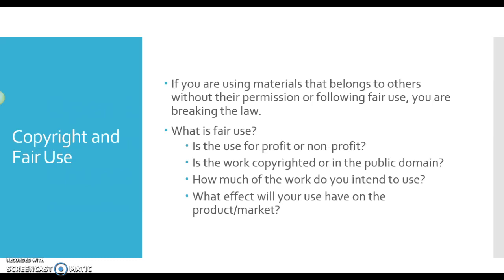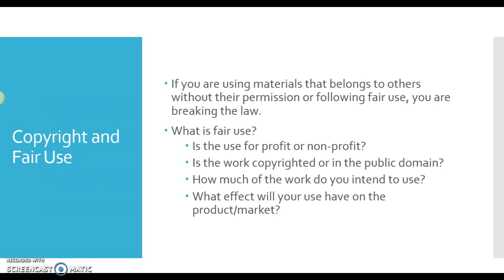Let's start by talking about copyright and fair use. First, you need to realize that if you are using materials that belong to someone else and you don't have their permission and you're not following fair use, then you are breaking the law. In order to understand that, let's break down fair use a little more.